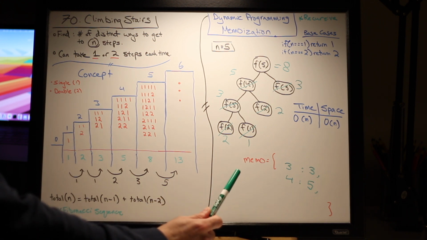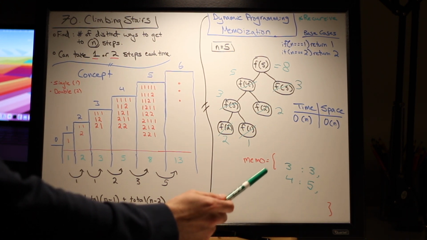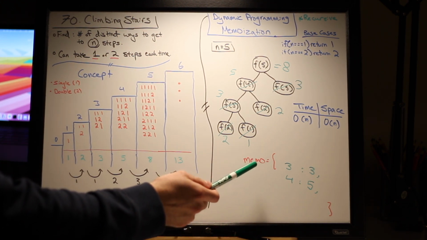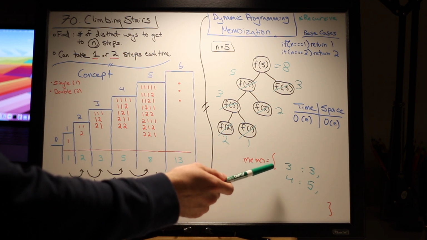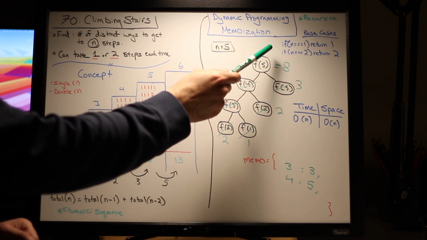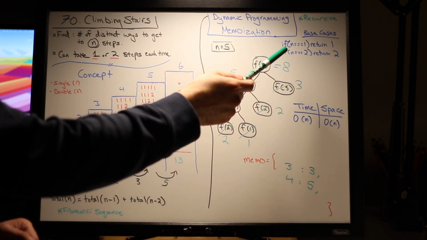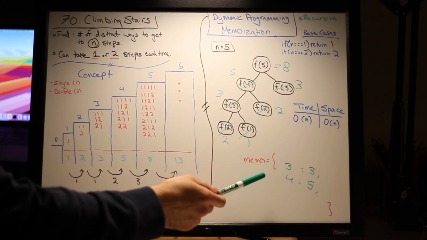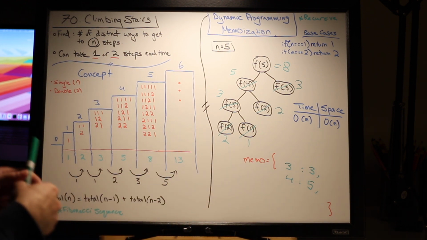One general note I want to make about the memo is that you may have noticed that it doesn't start from 1, and we only have values starting from 3 onwards. And that's because steps 1 and 2 are handled by the base cases, and they just return 1 and 2 respectively, and so we have no need to store them in the memo.